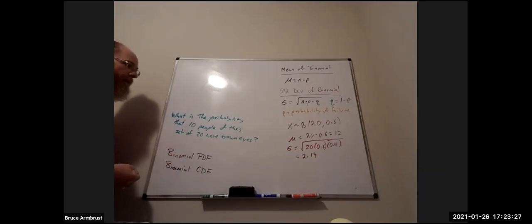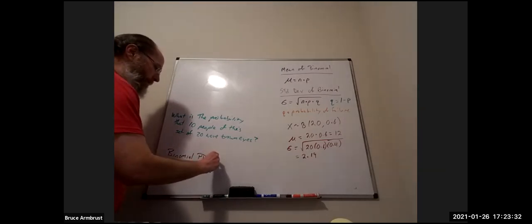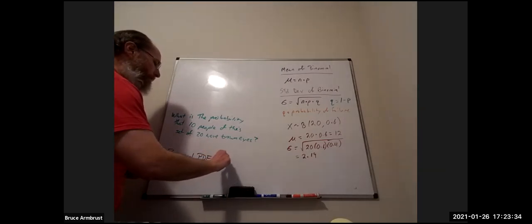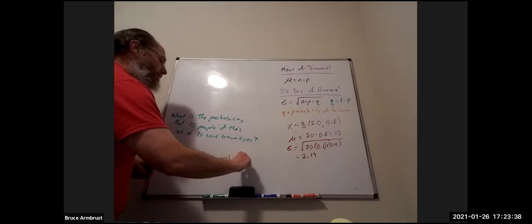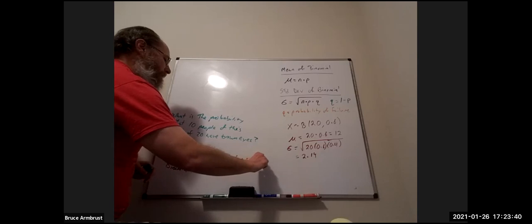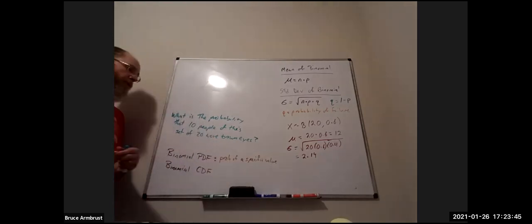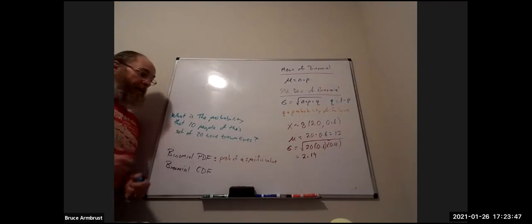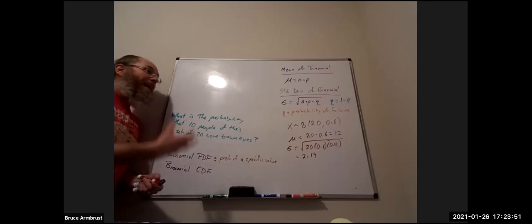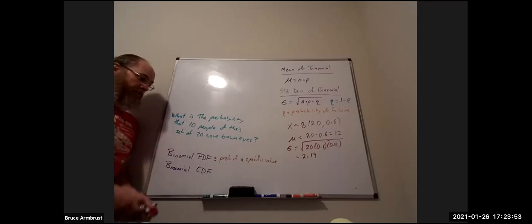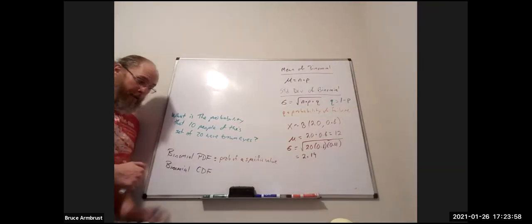You use the PDF command. This is for the probability of a specific value. All right, so like with our example here, we're trying to find out the probability of getting 10 people say they have brown eyes. That's going to be PDF because we want to know exactly 10.